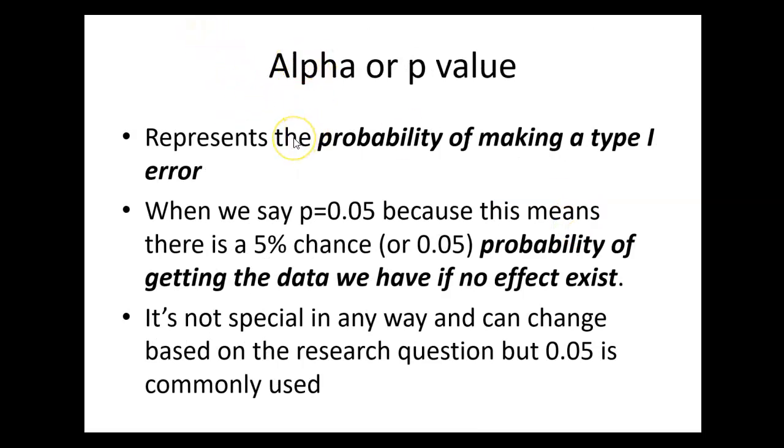Alpha or p-values represent the probability of making a type 1 error. When you see this term 0.05, this means that there's a 5% chance probability of getting the data we have if no effect actually exists. It's not special in any way and can change based on the research question, but 0.05 is commonly used. We might see lower numbers, for example, in medical research where they are testing medicine and they don't want to leave things up to chance.